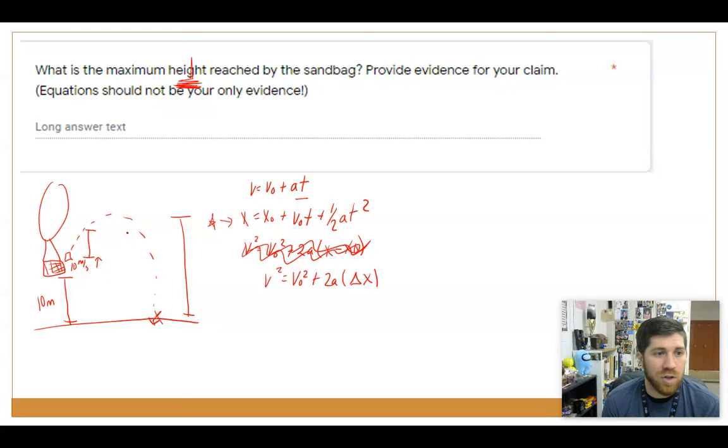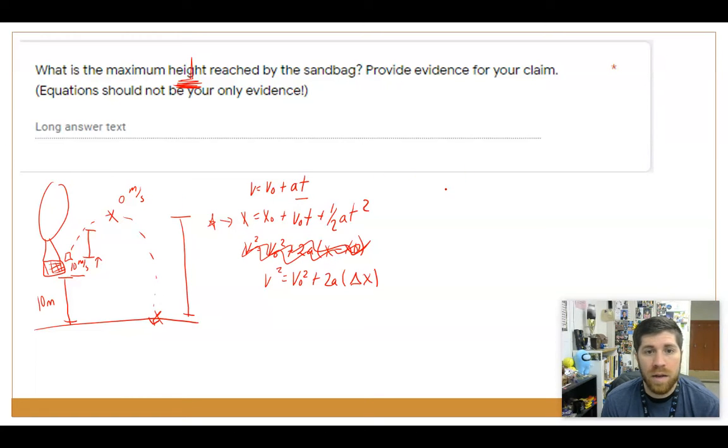So thinking about my journey, I know that it's going to take time to go up. It's going to take time to fall all the way down. So we actually have to divide this into sections. The first part of the journey, I would go from 10 meters per second up to the top where it has a velocity of 0 meters per second.